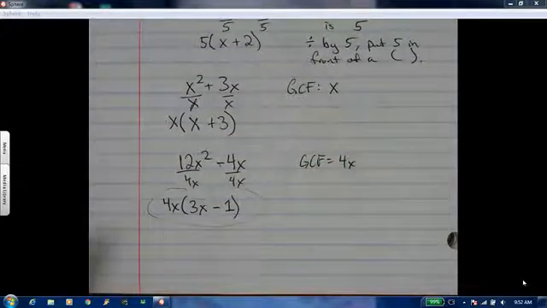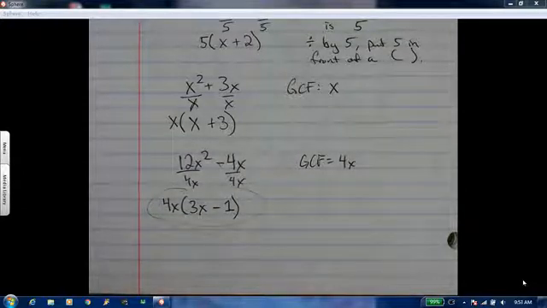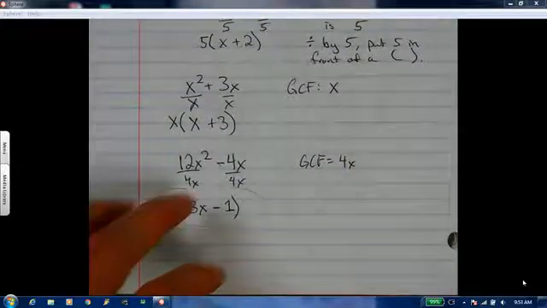Okay. Eventually, we're going to tie this process into finding the zeros of the quadratics, which is just one more little step. But today, we're just going to practice with the quadratic stuff. We're going to move into the actual trinomials.